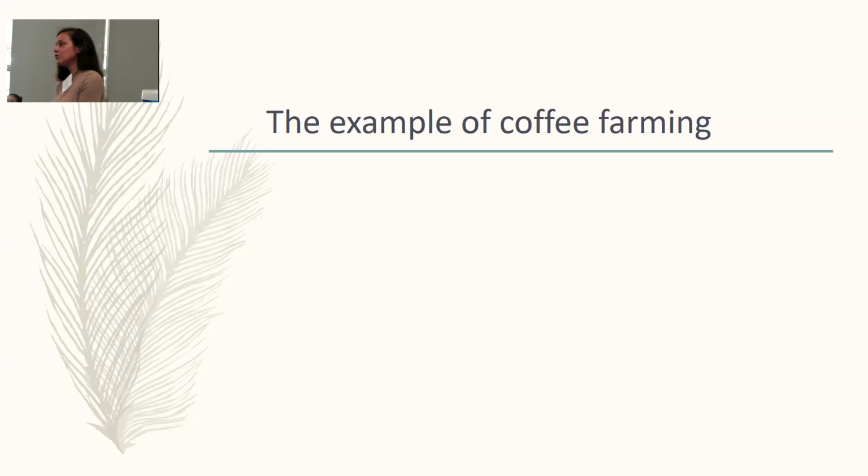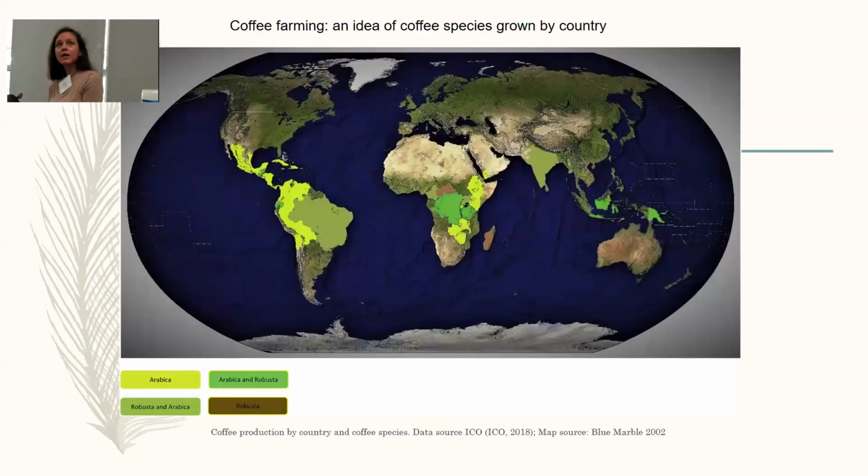And then I use the example of coffee farming specifically. I'll just go through this very quickly. This is an idea of some coffee farming countries and the species that are grown. These are the most commercial species or varieties traded. So it's Arabica and Robusta. And you sort of see that there's a bit of a range. In most cases, it's a combination of Arabica and Robusta. Rarely is it all Robusta, but there are some countries that are in the majority Robusta.